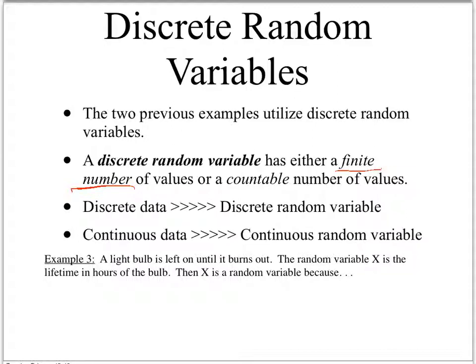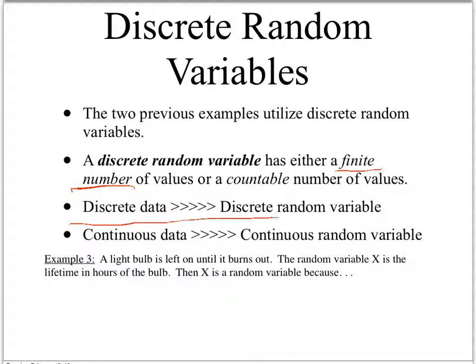The first random variable x had 2 possible values. I believe that the values of x in that first example were either 1 or 2. So that's a finite number of possible values. In the second example, x had 4 possible values, 0, 1, 2, or 3. Again, a finite number of possible values. And so if a random variable has a finite number of values, it's a discrete random variable.